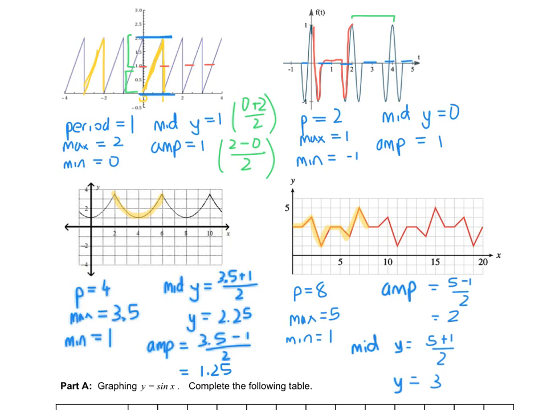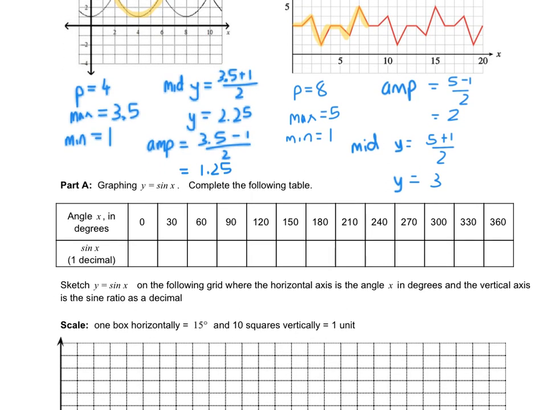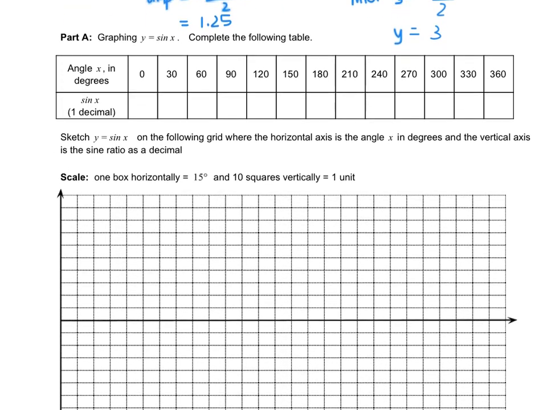Now that we know our terminology, there are 3 periodic functions that are related to trigonometry, and that is the sine graph, the cosine graph, and the tangent graph. So that's what we will be looking at now.